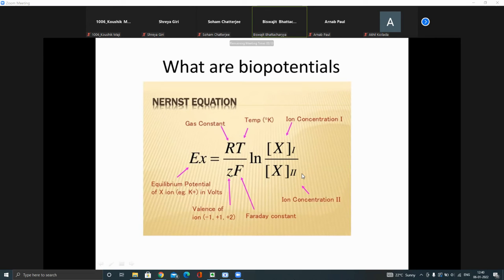So here R is the gas constant, T is the temperature in Kelvin, Z is the valency of the ion, and F is the Faraday constant. Ex is the amount of voltage or potential that is manifested under equilibrium condition due to the ion X. X1 is the concentration of X in solution 1 divided by the concentration of X in solution 2. So due to that ion X, how much is the voltage? That is found from this relation.